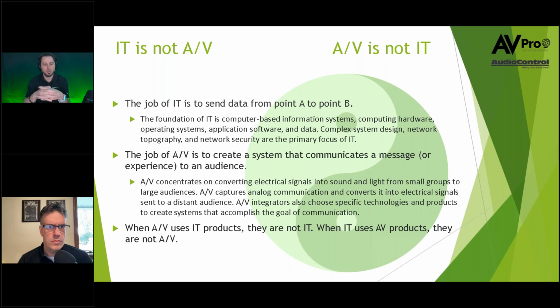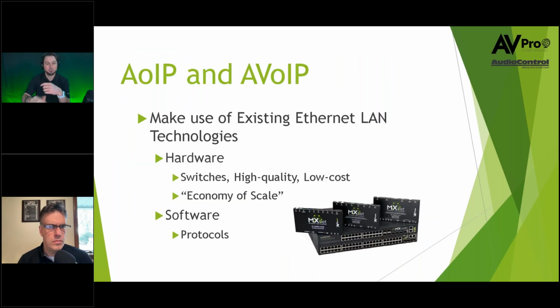So, the whole point of the Dante system is to send IT or IP data from point A to point B, and to be able to distribute it out to as many zones and as many rooms as you want to. It's building a network. We're making use of already existing protocols and technologies. With the hardware, we're going to be using switches. It doesn't have to be anything super expensive. We can scale up when we add more switches and add more endpoints.